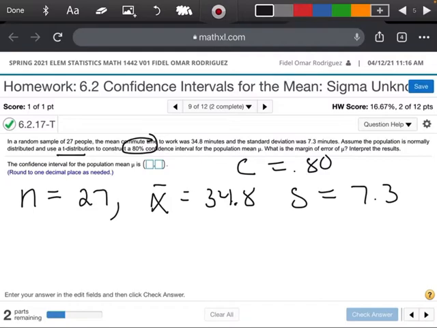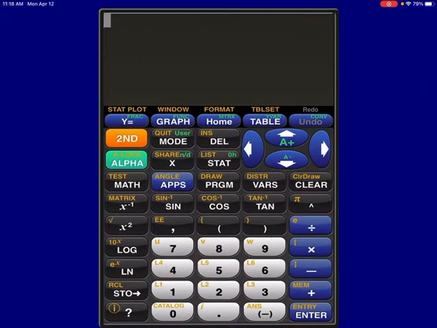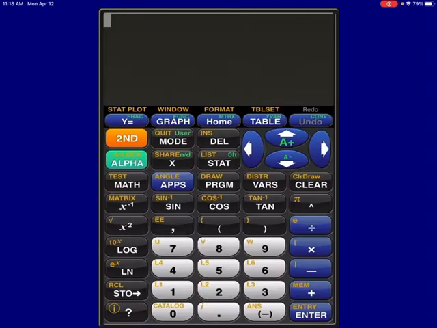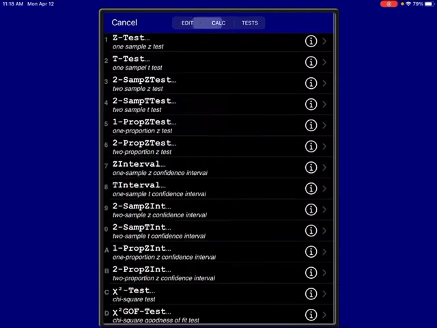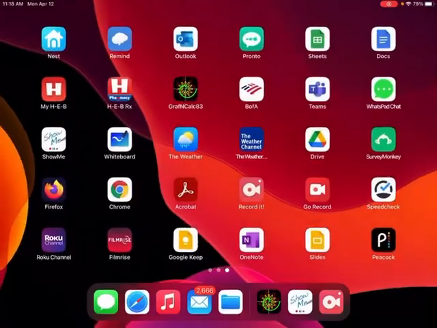So the first part, y'all, I'm just going to use my calculator. So let me get this going here. Let me clear this out. I'm going to go to stat. I'm going to go to tests. And I'm going to go to the t-interval test, which is number 8. Okay, so I need to enter in my x bar, my s, my n, and my confidence level.